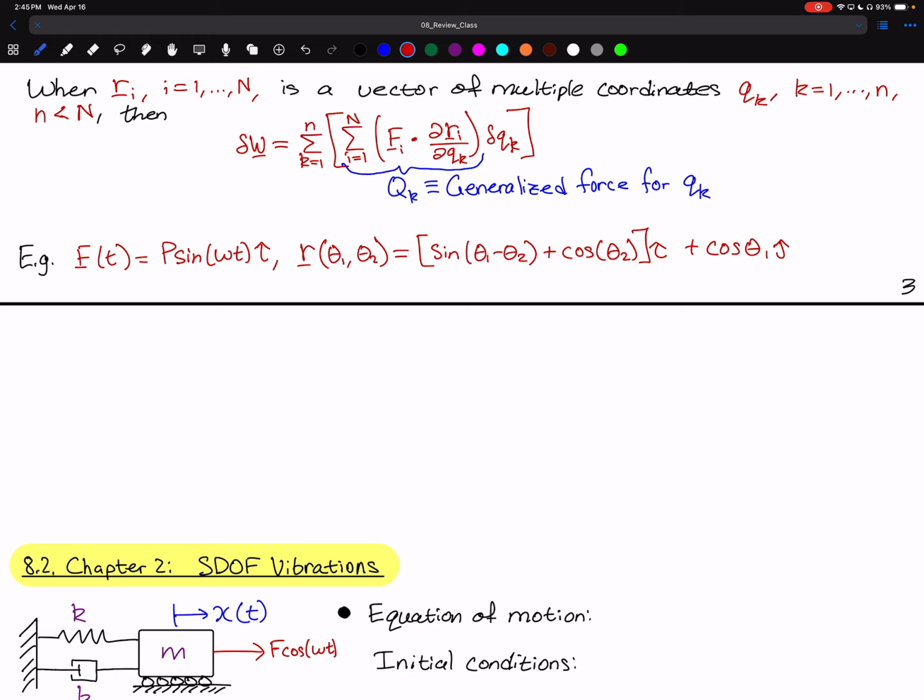And this is just an arbitrary force, an arbitrary vector that I made up to illustrate the point. In this case, our virtual work, if we apply that formula, is going to be, we get delta W equal to our force F dotted with the partial of r over partial theta 1, that multiplied by delta theta 1, plus F dotted with partial r over partial theta 2, that multiplied by delta theta 2.